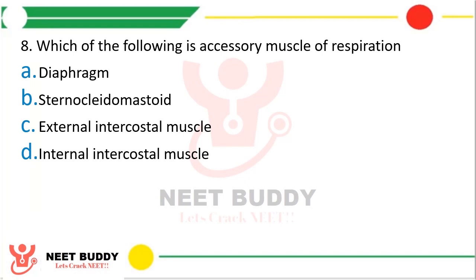Question 8. Which of the following is an accessory muscle of respiration? Option A, diaphragm, option B, sternocleidomastoid, option C, external intercostal muscles, option D, internal intercostal muscles. The correct answer is option B. Sternocleidomastoid is the accessory muscle of respiration which is used in forced inspiration.